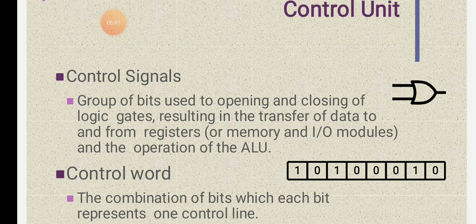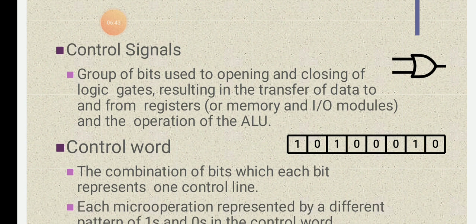First one is the control unit. In that, control signals are a group of bits used for opening and closing of logic gates. So you need one bit, and that bit is used for opening and closing. You can take AND gate, OR gate, NOT gate, XOR, XNOR. And from the register, memory and input output modules, and the operation of the ALU, that is what the control unit is used for: opening and closing.